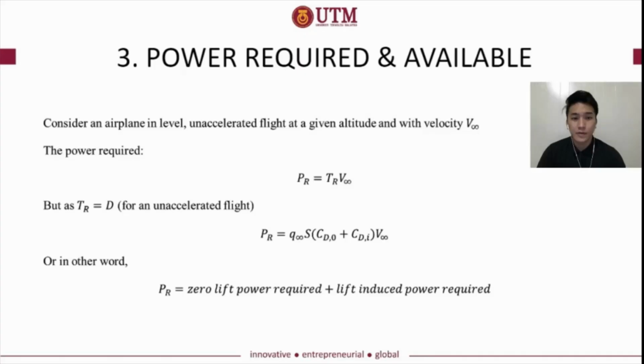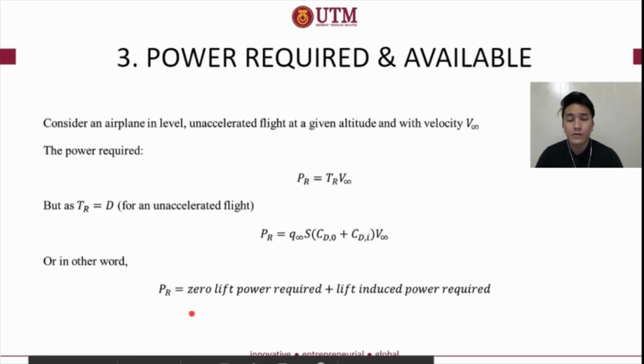Thank you. Assalamualaikum, my name is Muhammad Asmal, and I would like to present my part of the presentation, which is on the power required and the power available. So the general equation of power required is the thrust required multiplied by the velocity. But for an unaccelerated flight, the thrust required can be considered as the drag. So to calculate the power required, we have to consider the CD node and the CD induced, or in other words, the power required is the summation of zero lift power required and the lift induced power required.